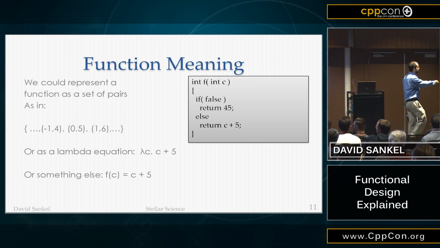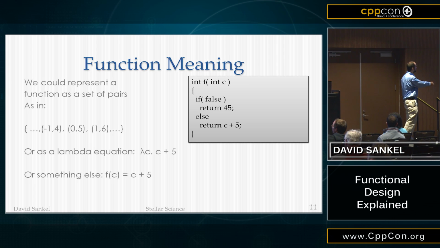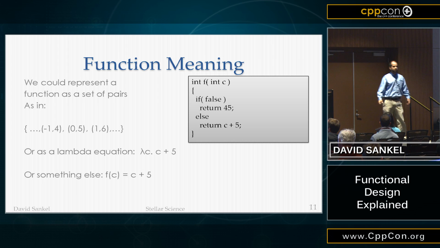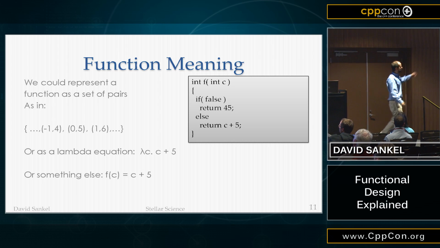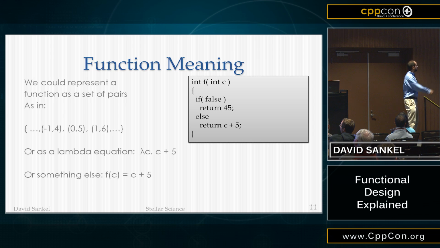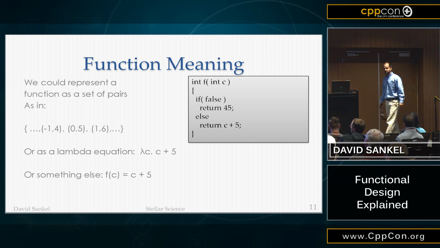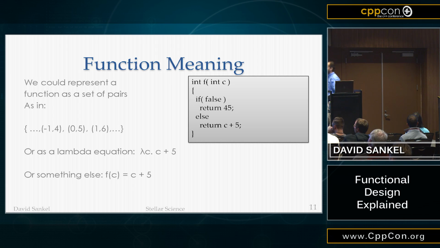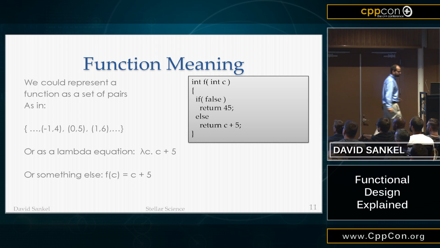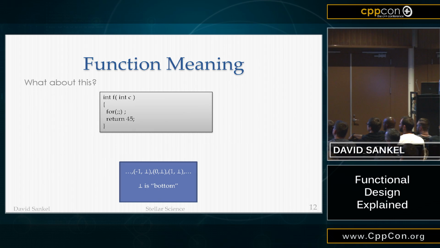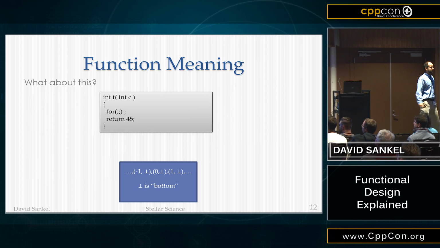There's the lambda notation, and for those of you who are unfamiliar with lambdas, that lambda C is kind of like a C++ anonymous function with C as the input type, mapping that to C plus 5. Or something else like f of C equals C plus 5. That's something you'd see in grade school, that kind of notation. But we do have a way to talk about the equivalence of functions mathematically. But what about this? How are we going to map this into math?